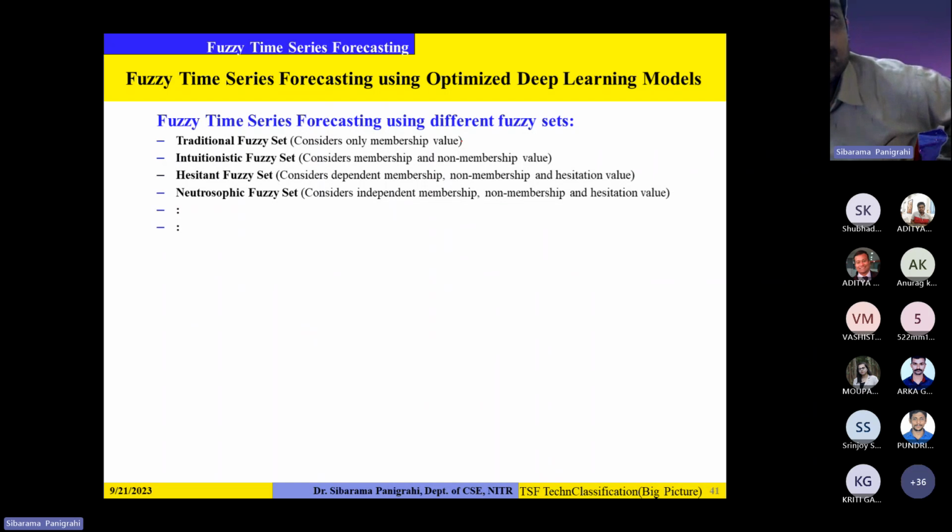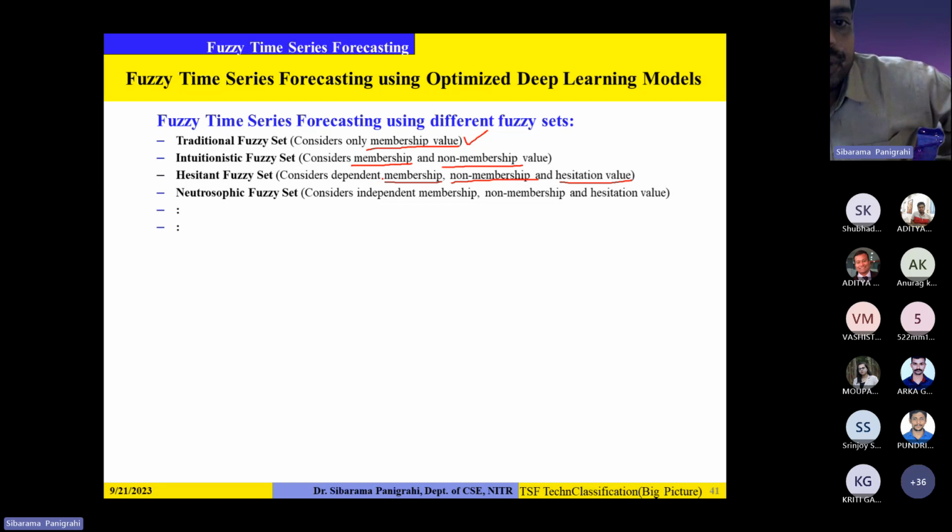So in traditional fuzzy set, we are considering only the membership value, right? Whereas in intuitionistic fuzzy set, we will compute the membership value, we will compute the non-membership value, then we will get the aggregate intuitionistic fuzzy element by aggregating the membership and the non-membership value to represent a common membership value, right? Whereas in case of hesitant fuzzy set, we will consider the membership value, non-membership value, and the hesitation value, right?